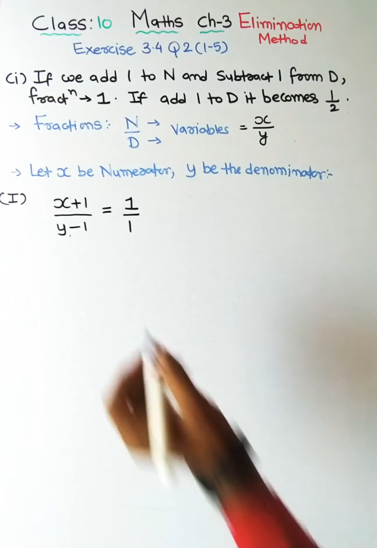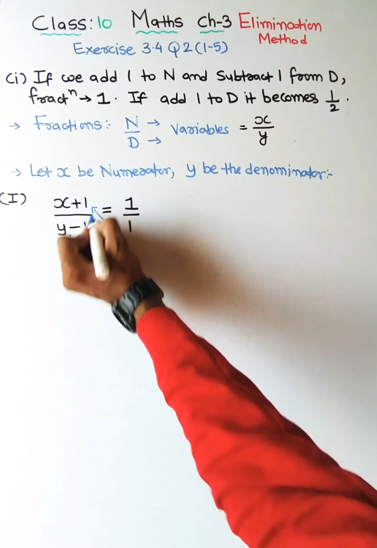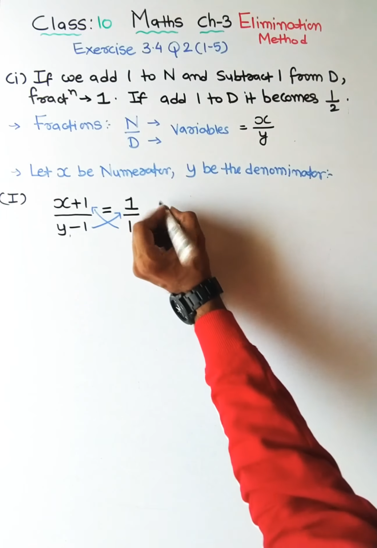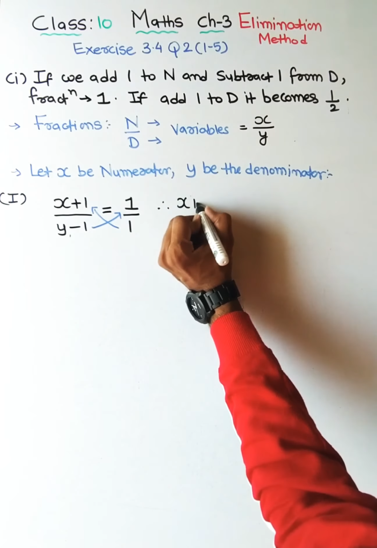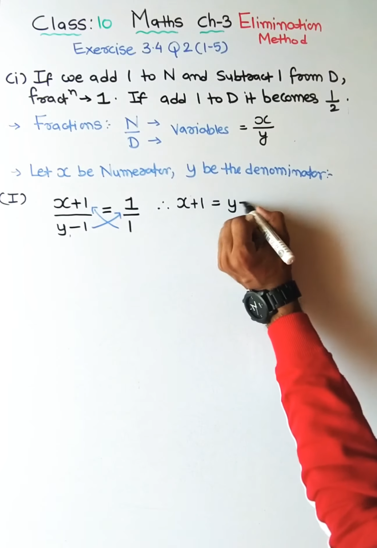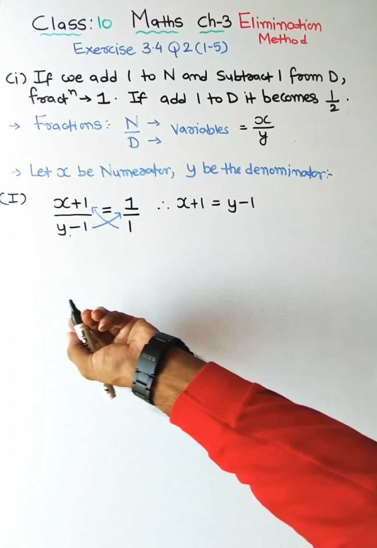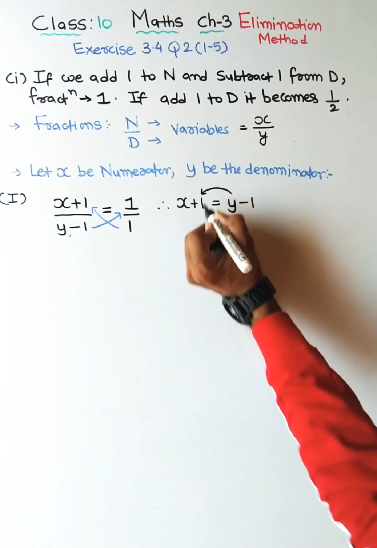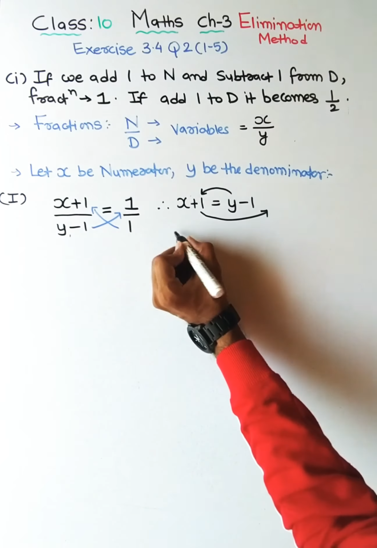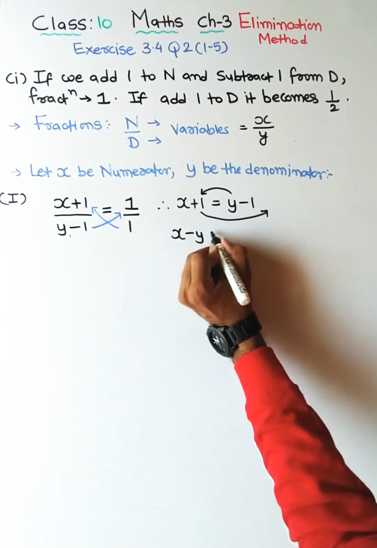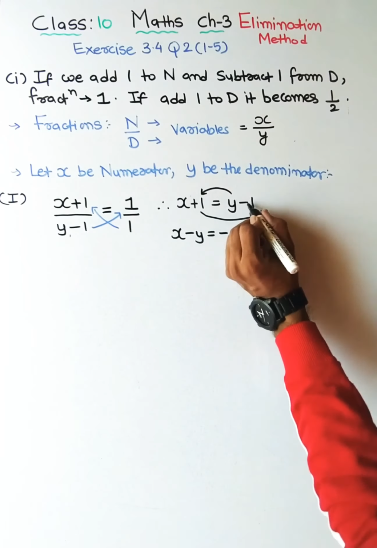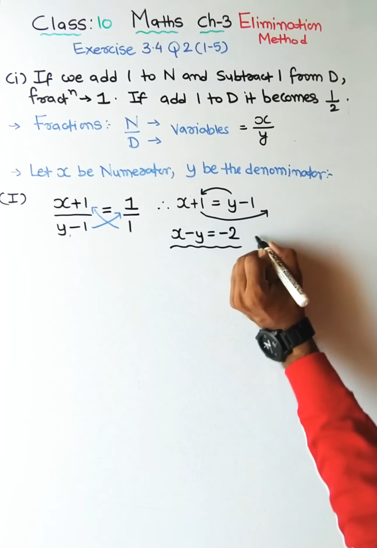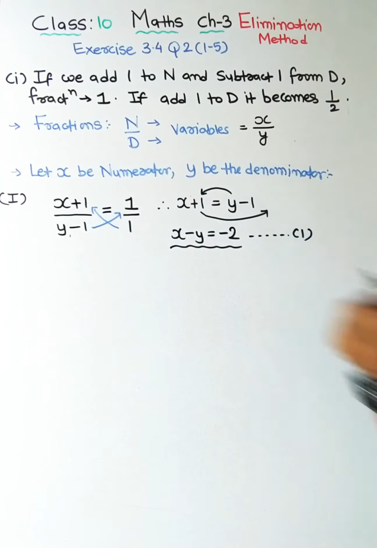Now here we have to do the cross multiplication. The equation will look like x plus 1 equals y minus 1, because they are to be multiplied with 1 only, so they will remain the same. Now take the variables on one side and numbers on the other side. It will be x minus y equals minus 1 minus 1, that means minus 2. So here is our equation number 1.